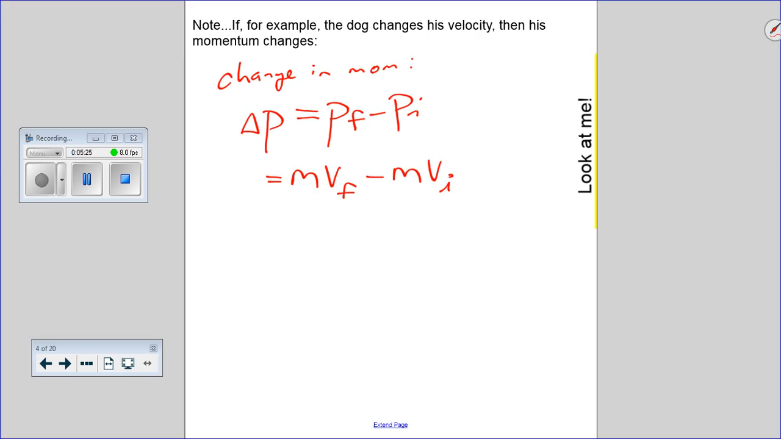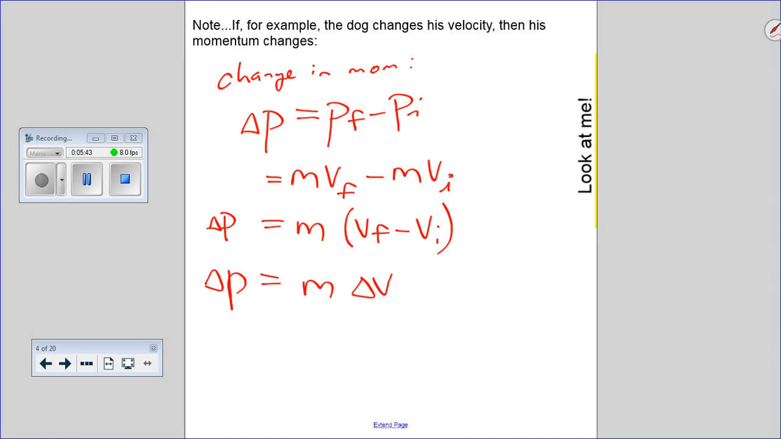Okay? Oh, I notice these both have m in them, so I can factor out an m and rewrite this as this. And I suppose if I wanted to, I could take it one step further and write it as this. Okay? So the idea is our change in momentum only occurs if there's a change in velocity. So you can calculate the change in momentum by multiplying the mass by the change in velocity. Okay? So that is going to become important.